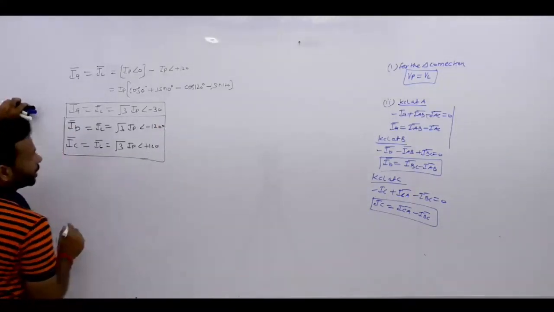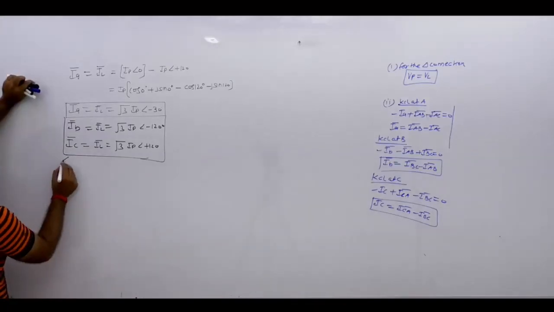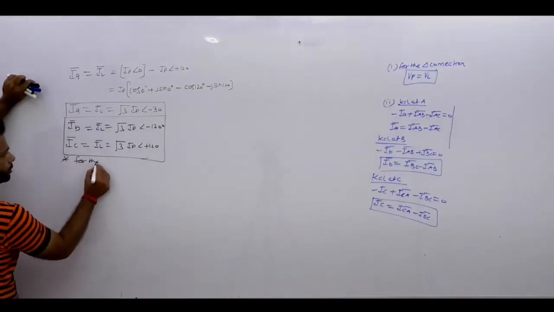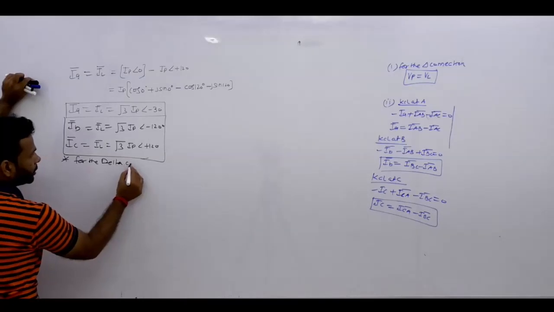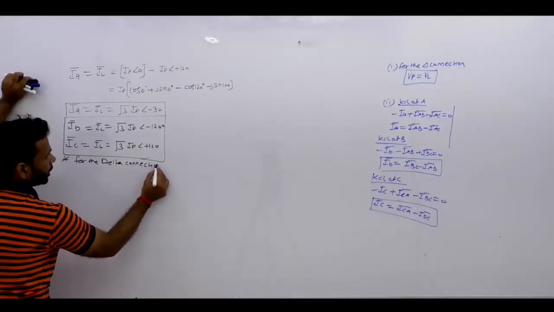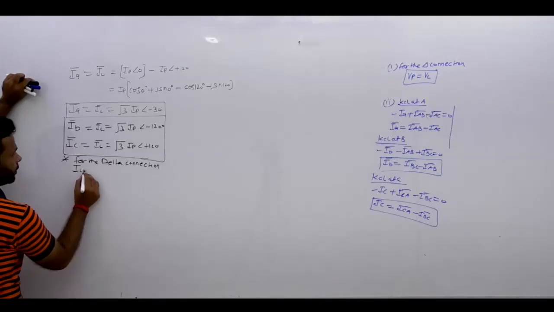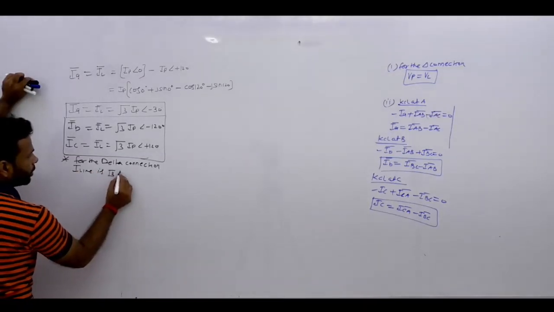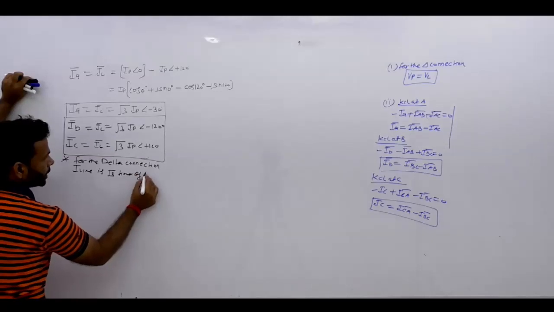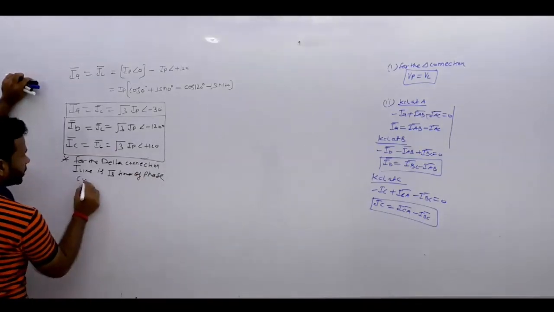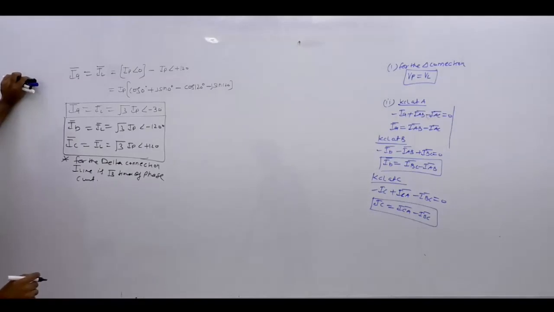Now from the result we can take the next point. For the delta connection, line current is root 3 times of phase current. ठीक है यहाँ तक. So the delta connection is used to increase the current. So for large current, for the large transformer, you can use your delta connection. Okay, where you are demanding more current, then you can use your delta connection.